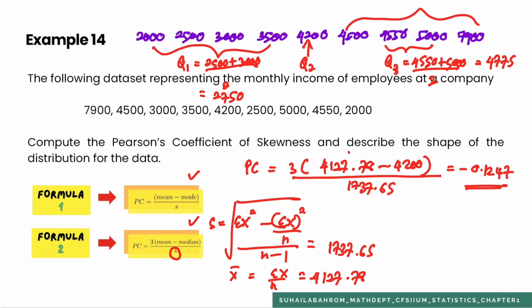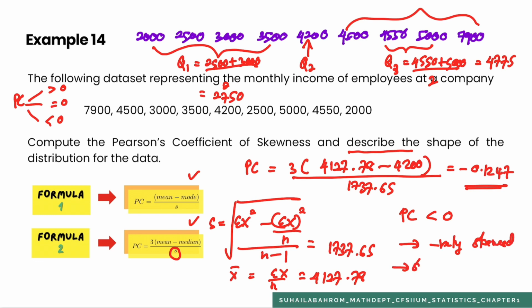Then how can we describe the shape of the distribution? So if you still remember, there are 3 possible answers for the PC. It is either greater than 0, equal to 0, or less than 0. So since it is less than 0, the shape of the distribution should be negatively skewed. Or you can write it down as skewed to the left. So this is how you describe the shape of the distribution.